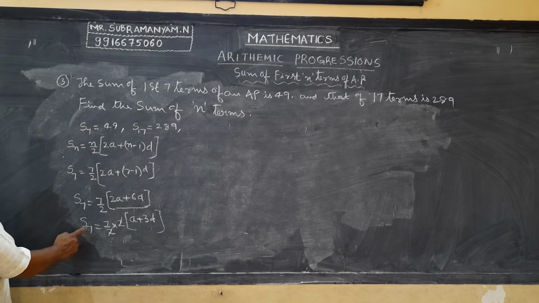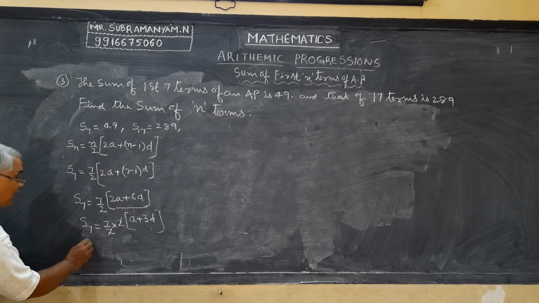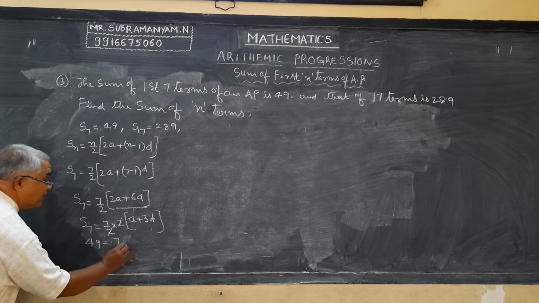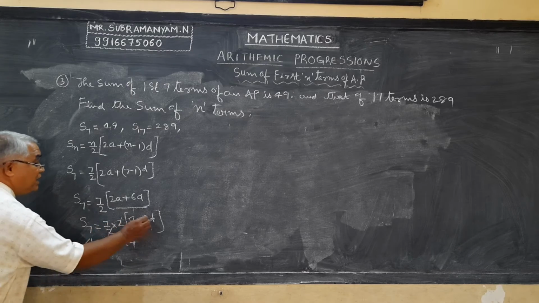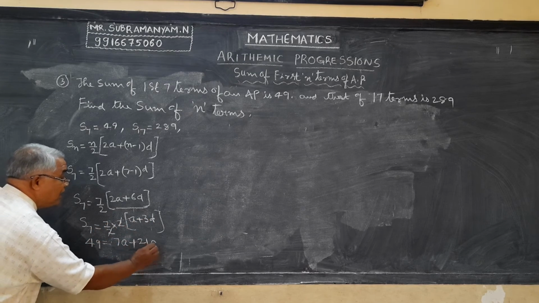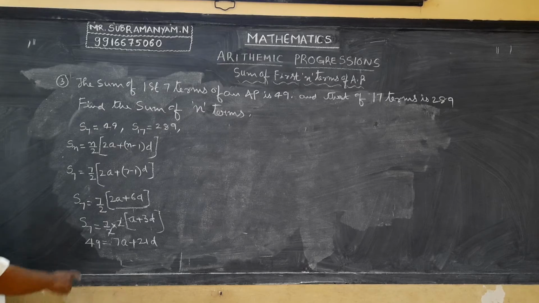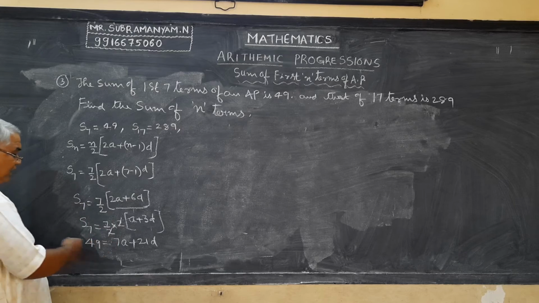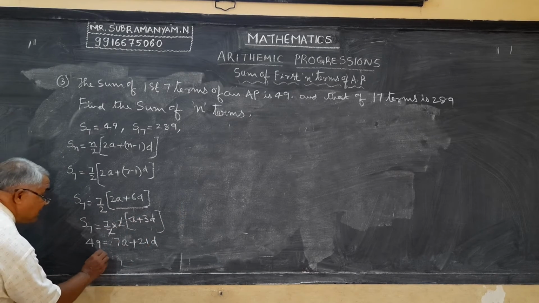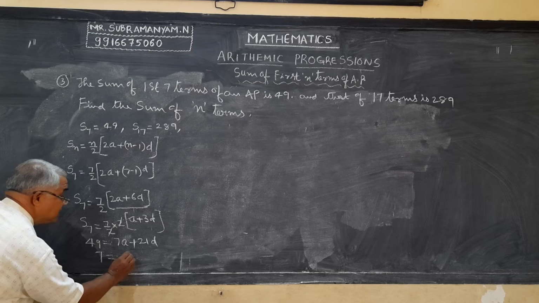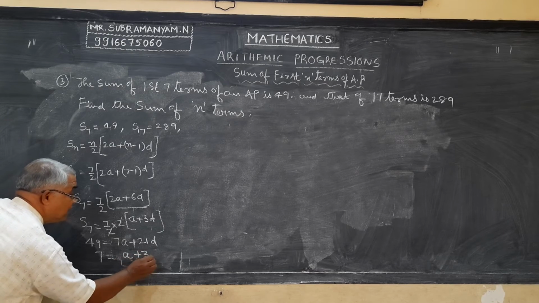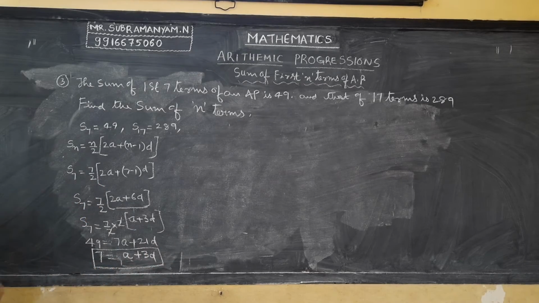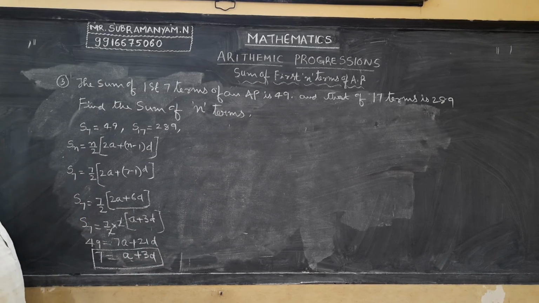What is the value of S7? 49. 49 equal to, we multiply these two, 7a plus 7 into 3, 21d. If you observe all these three terms, there is a common factor. Divide everything by 7. So we have got an equation, a simultaneous equation: a plus 3d equal to 7.